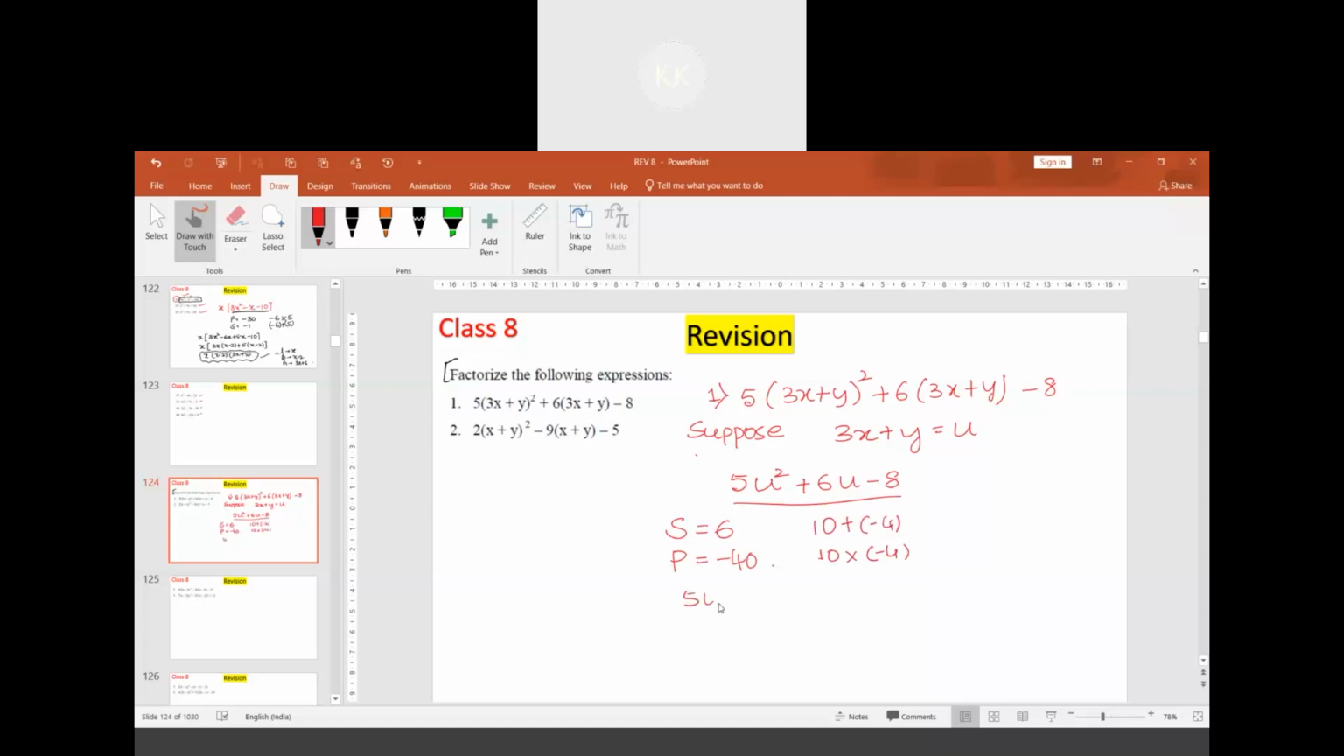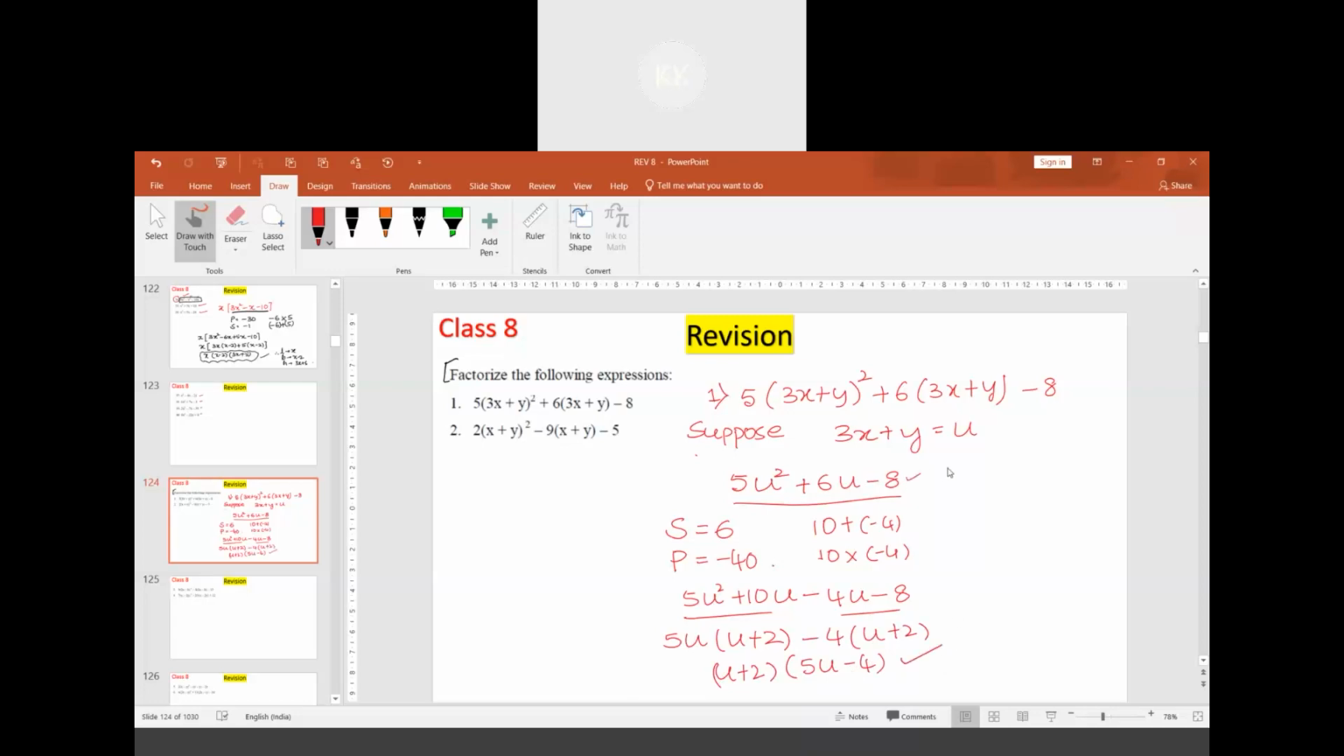So 5u square plus 10u minus 4u minus 8. Let's combine the groups. 5u is common, so u plus 2 remains. Minus 4 is common, so u plus 2 remains again. So we get u plus 2 into 5u minus 4.